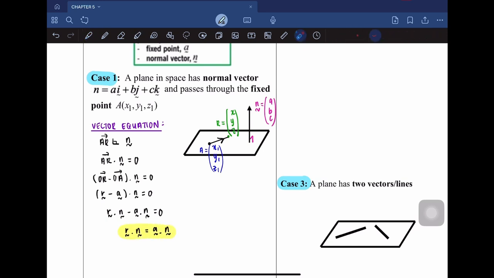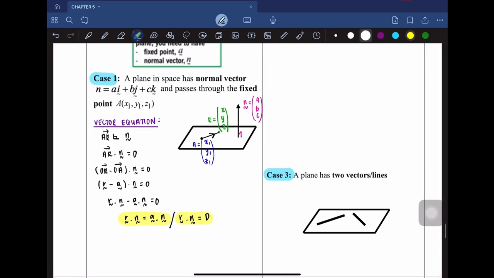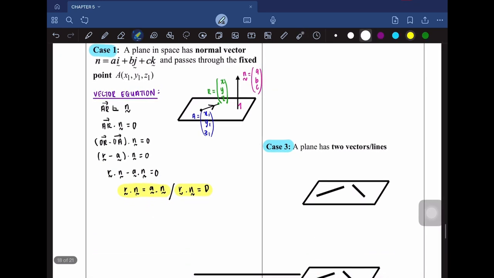The fixed point a and the normal vector will be given, or you're going to have to find them. So the dot product of these two is going to be a constant. Your final equation for the plane should be r dot n equals constant, because the dot product of two vectors gives a constant. So this is the vector equation for our plane.